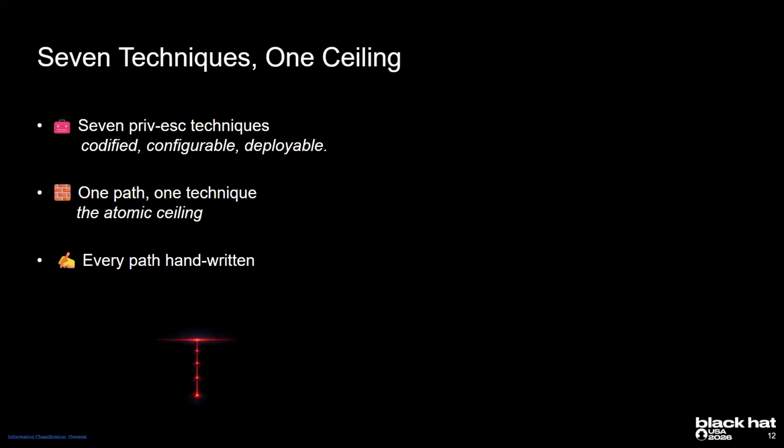So getting BadZure to this point was exciting. 7 privilege escalation techniques supported, configurable, deployable into a real tenant with a simple configuration file. But the more I used it, to be honest, the more I kept running into limitations. First of all, attack paths can only contain one privilege escalation technique, start to finish. Real intrusions, real attacks don't look like that. Attackers are going to chain multiple techniques to reach their goal.